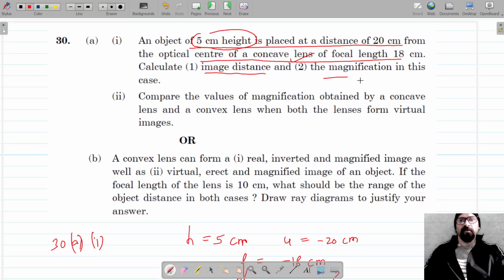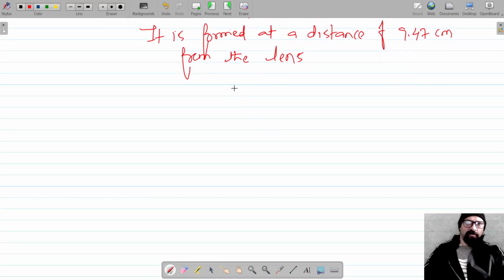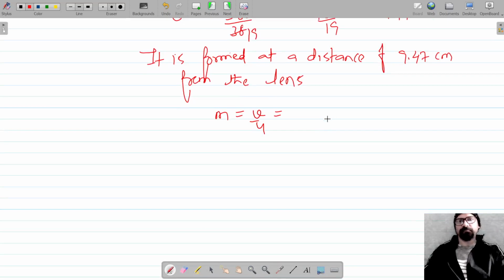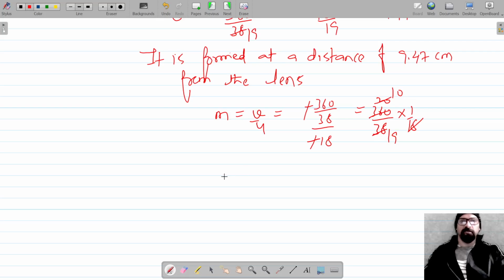Okay, now we have to calculate the magnification. Magnification for the lens is given by the formula v by u, and v here is negative 360 by 38 divided by u, which is negative 18. So this is 360 by 38 into 1 by 18. This is 20, 10 and 19. So magnification here is 10 divided by 19.